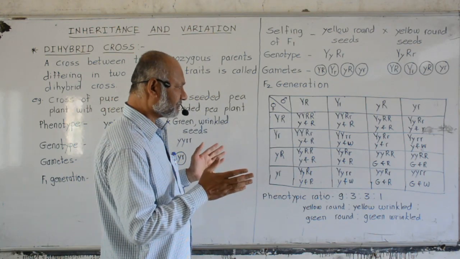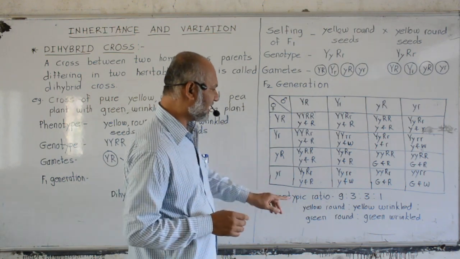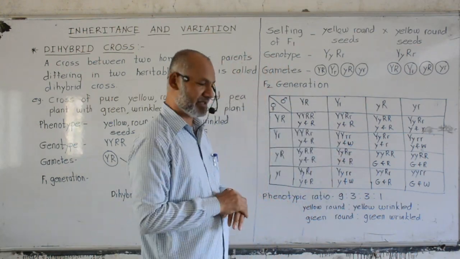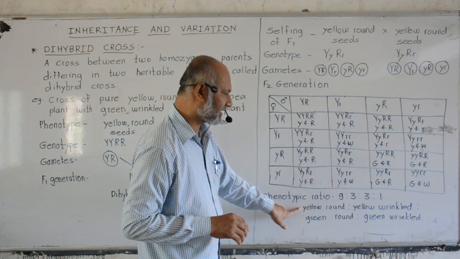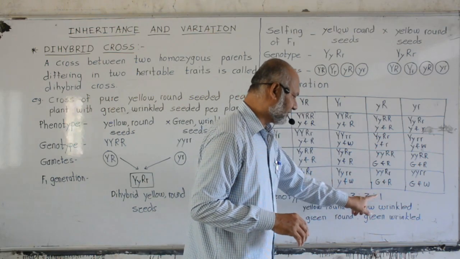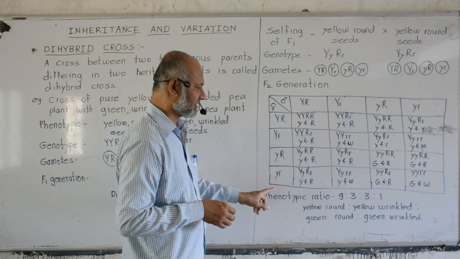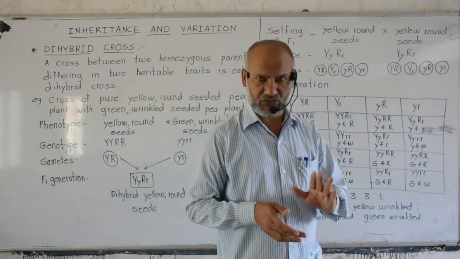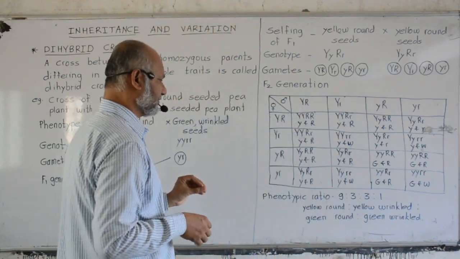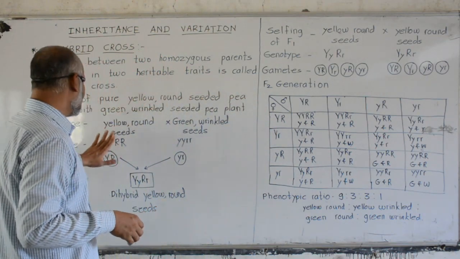Now what happened? Here there is formation of new combinations, and the phenotypic ratio appears as 9:3:3:1. Out of these 16 offsprings, 9 individuals are with yellow and round seeds, 3 with yellow and wrinkled seeds, 3 with green and round seeds, and 1 with green and wrinkled seeds. In any Mendelian dihybrid cross, the phenotypic ratio is always 9:3:3:1. Okay, this is the dihybrid cross.